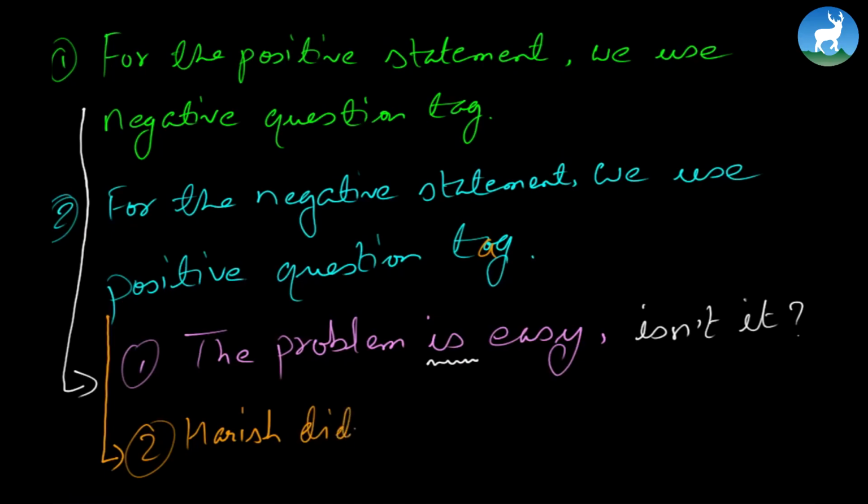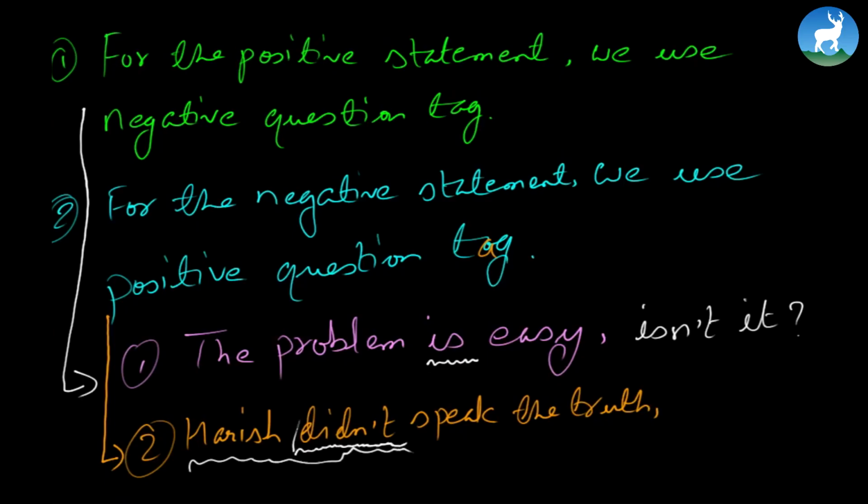Let's say Haris didn't speak the truth. Haris did not speak the truth. This is a negative statement. See the did not here. This makes the statement negative, where a certain action is not taking place. Haris did not speak the truth. It is a negative statement, and for a negative statement, we use positive question tag. Haris did not speak the truth, did he? So it justifies.